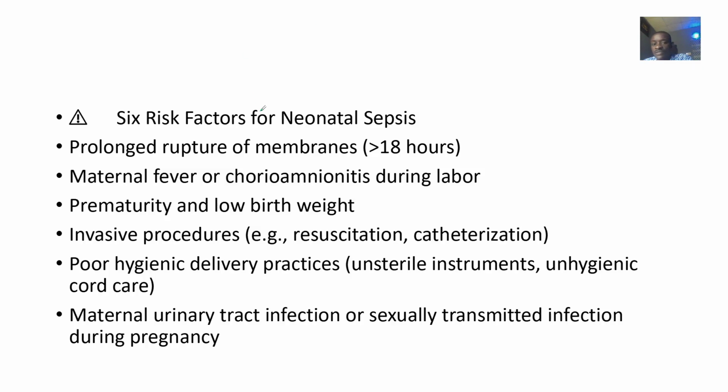So what are the 6 risk factors for neonatal sepsis? What could possibly make this neonatal sepsis come in? Prolonged rupture of membranes: the mother had ruptured membranes, but it was left for too long. Maternal fever or chorioamnionitis: probably the mother had some underlying infections. Prematurity and low birth weight: the baby was born before their due date, so this makes them weak automatically.